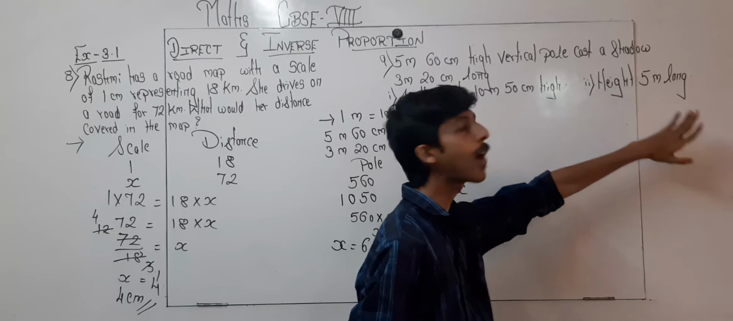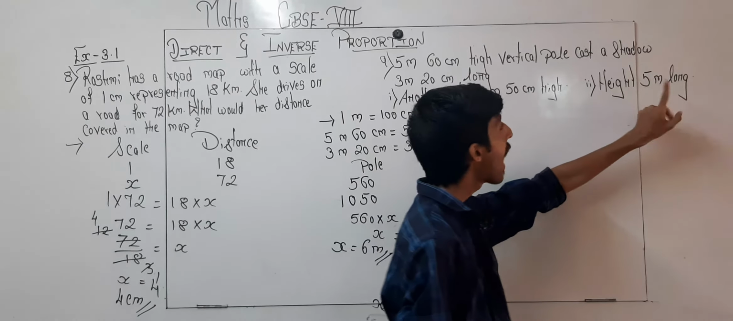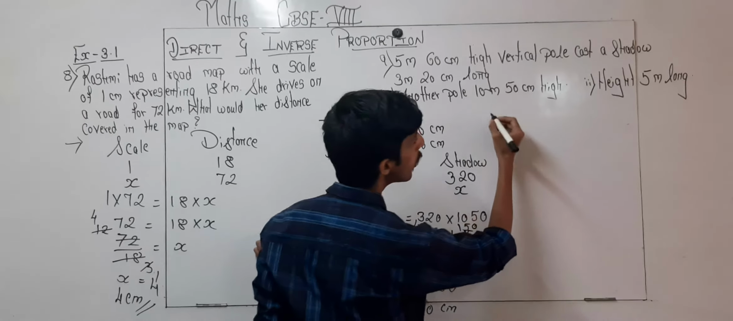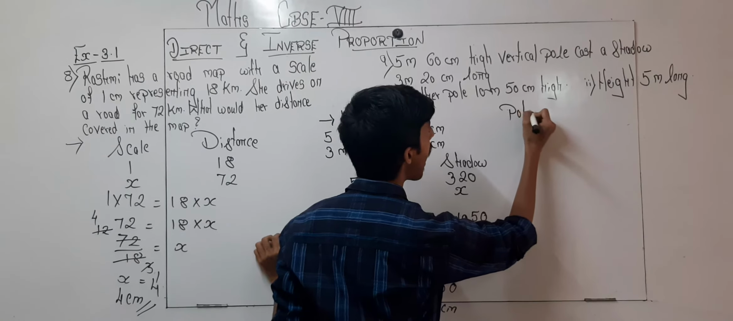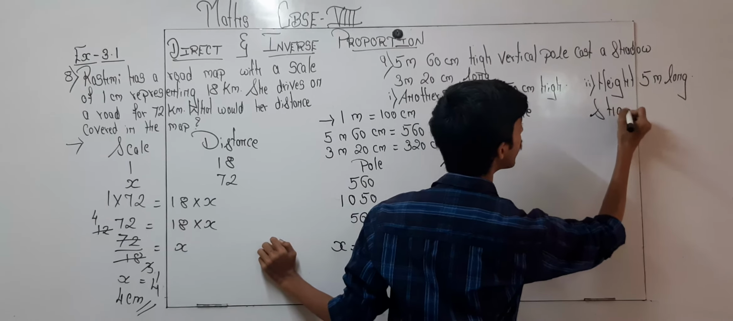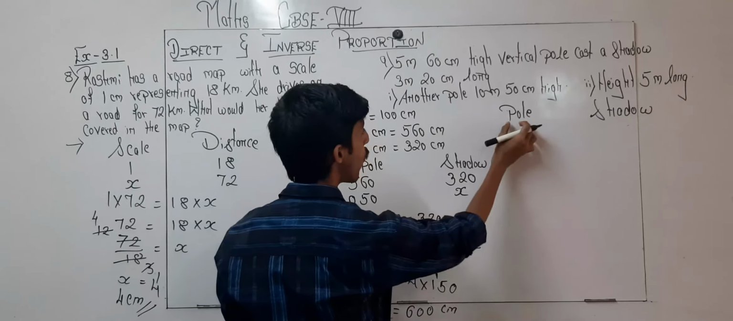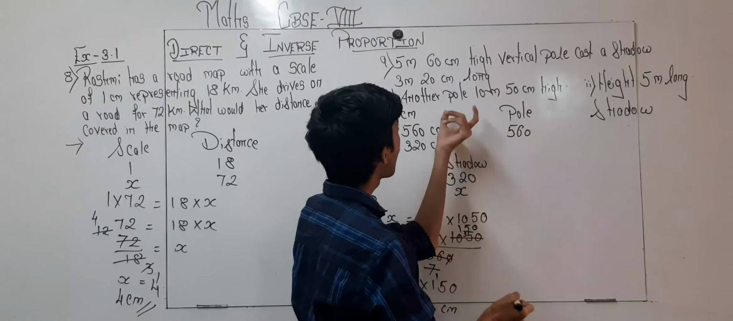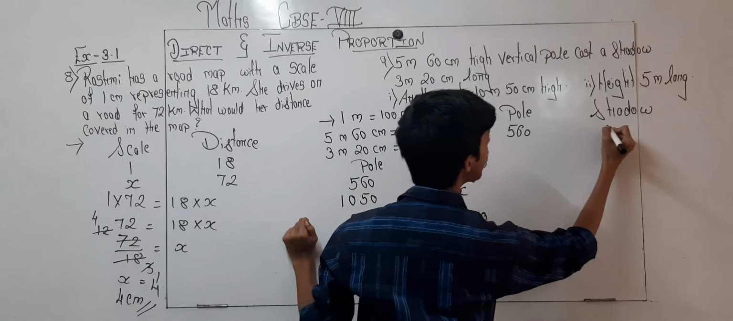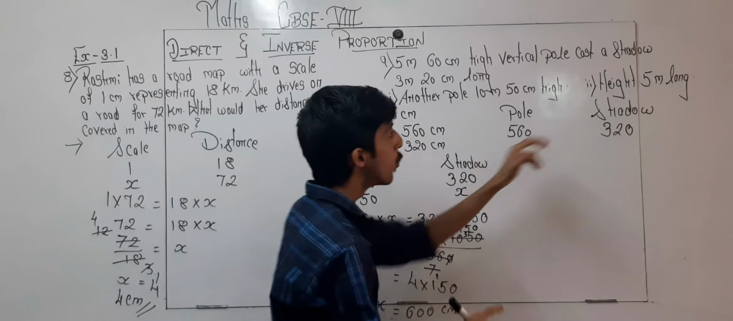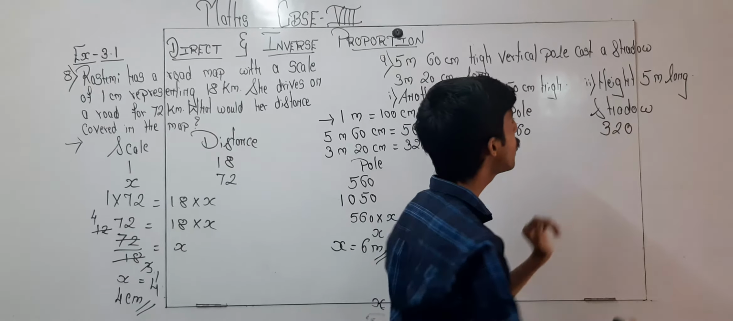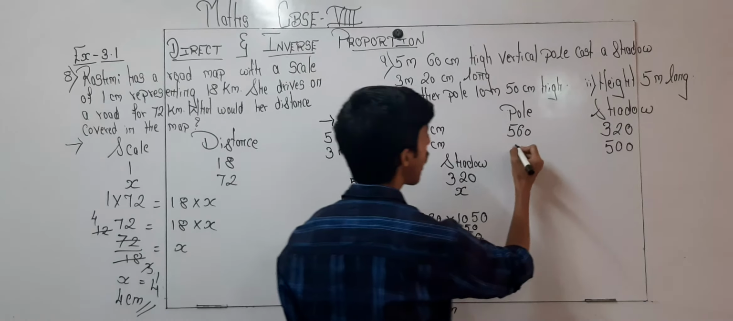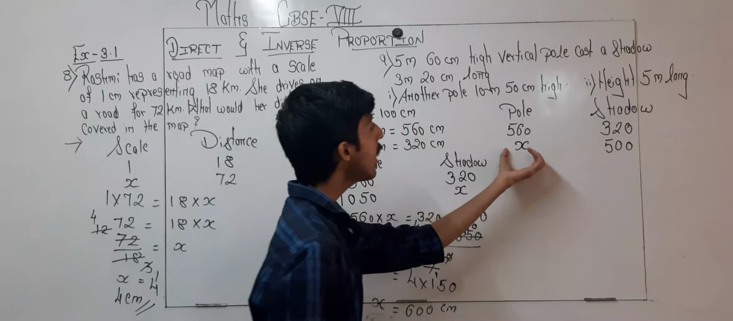Okay, now moving on to the next question. The length of the shadow is 5 meters. What is being told? The length of the shadow is given and we have to find the length of the pole. Again the same concept. The pole and the shadow are given. The pole is 560 centimeters and the shadow length is 320. Now the length of the shadow is given as 5 meters, which can be written as 500 centimeters. I want the height of the pole.